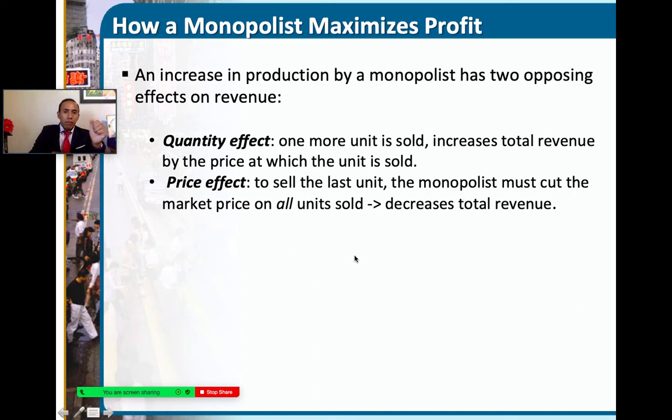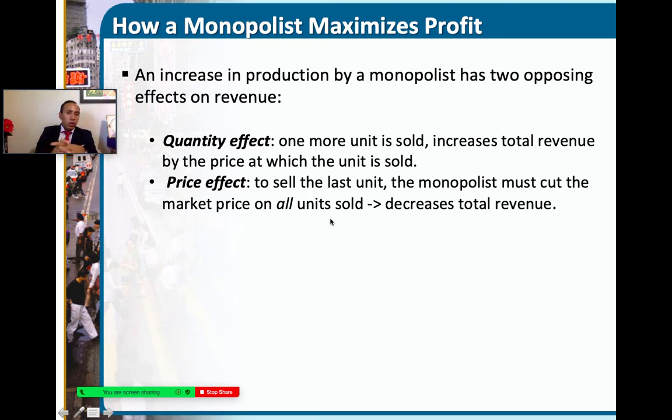So they work in opposite directions. If you increase quantity, you have to lower the price. So for the monopolist, the quantity effect and the price effect move in opposite directions. The quantity effect is you sell more units, you can gain more revenue, but if you do so, you have to lower the price. The price effect here is that to sell the extra unit, monopolists need to cut the price in order to sell it.